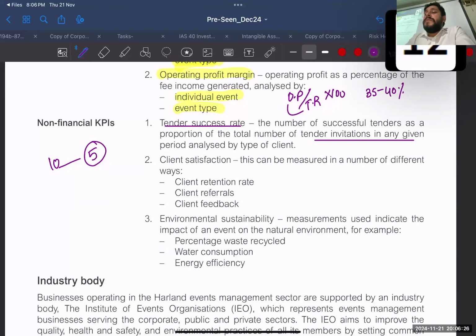Client satisfaction. This can be measured in a different way, that is client rating. Now, there may be a question that using the non-financial indicator of client satisfaction, identify how these can be improved, in a report format to the CEO of the company. You are an external consultant or an internal consultant. So you need to have these 3 headings. Just let me know, how can you improve the client retention rate, client referral rate, and client feedback? How can you use this in order to increase the satisfaction? I'm giving you 2 minutes. Start thinking of how you can improve this.